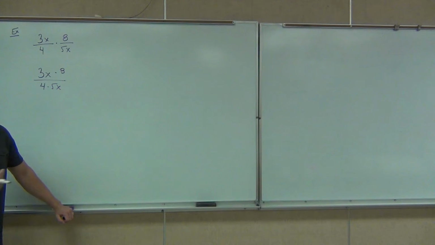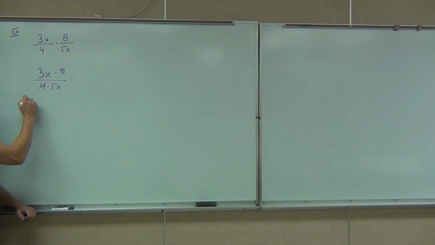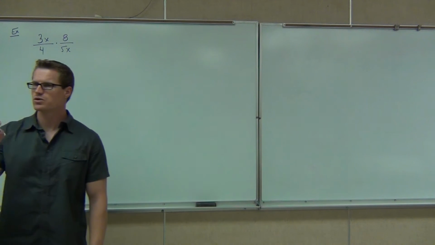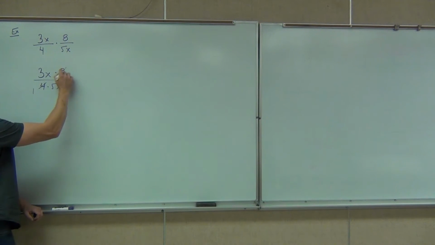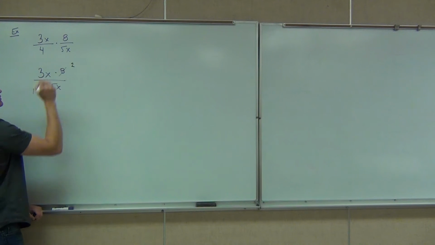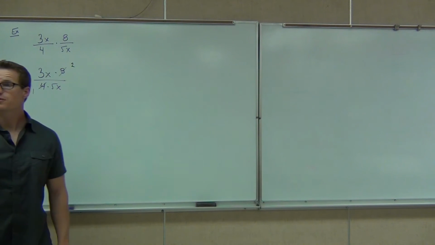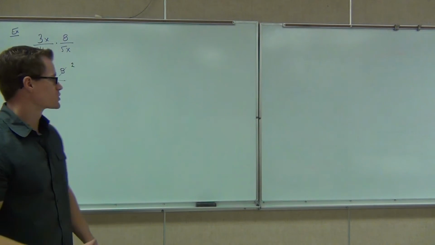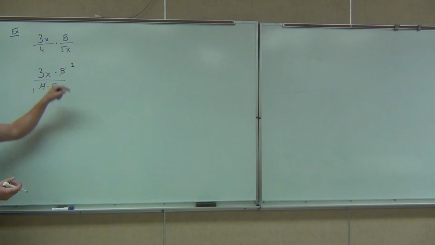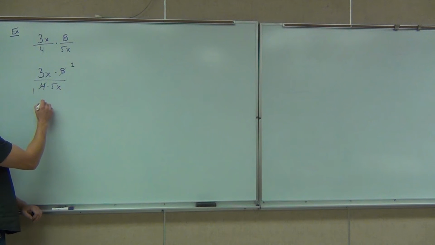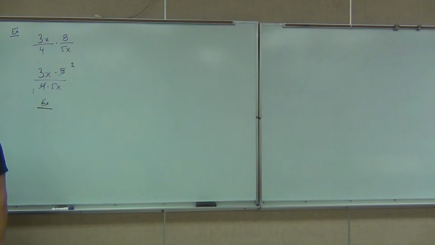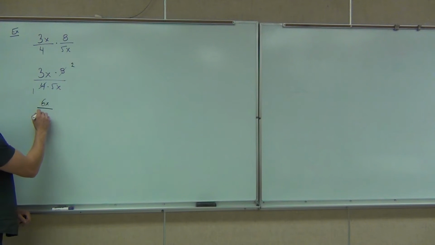So 4 divides that. 4 goes into 4 how many times? Once. So we're dividing and we're putting the quotient, whatever that is, in place of our number. And 4 goes into 8 how many times? Twice. After that, we're going to multiply whatever we have left over. So we have 3x times 2. What's our 3x times 2? Good. And we have 1 times 5x. How much is that? 5x.